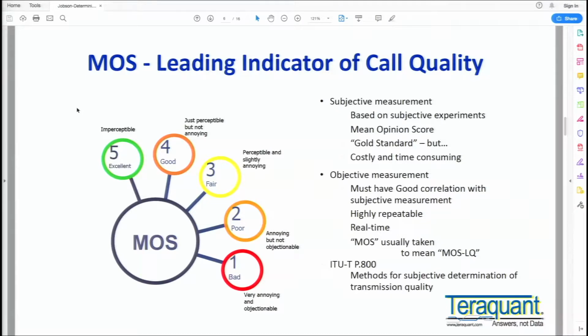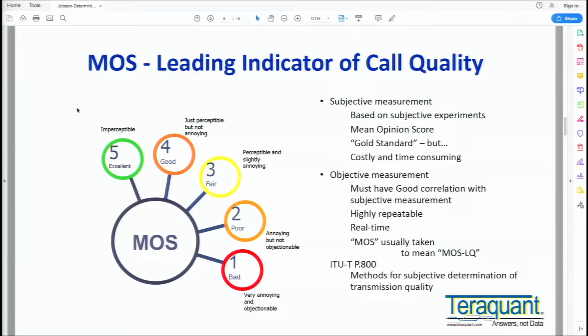It's an ITU standard, ITU P.800. It tells you how to do the experiments, how to get in the lab, and what kind of environment to produce these clips, to get repeatable estimates from the people who are scoring them.